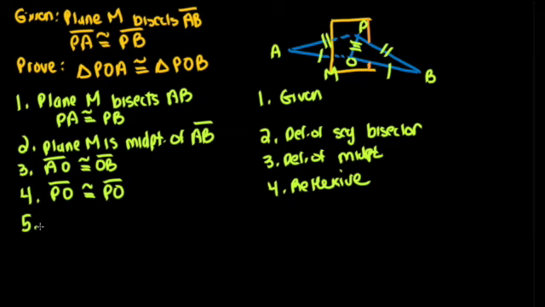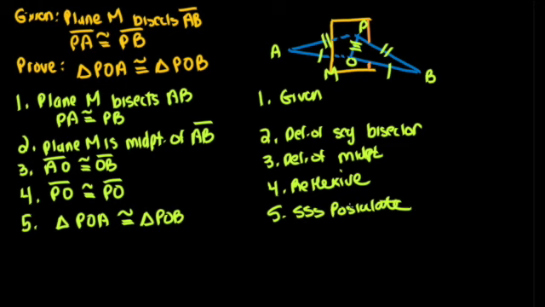Now we have three sides known about these two triangles. When we know that three sides of one triangle are congruent to three sides of another triangle, we can say that the triangles are congruent by the SSS postulate. Let's go ahead and write this down in our proof. This now concludes our proof.